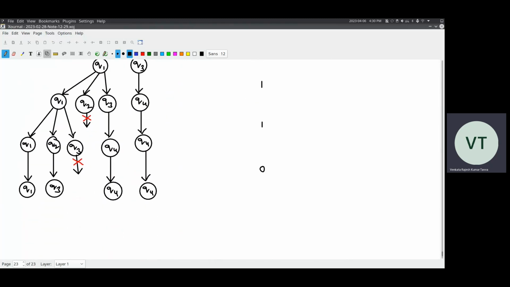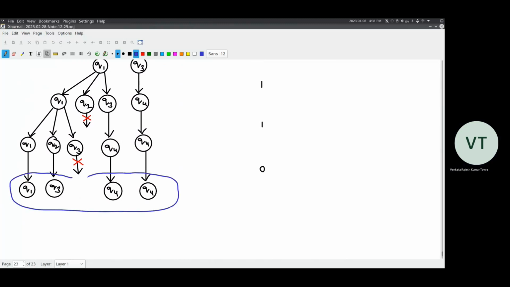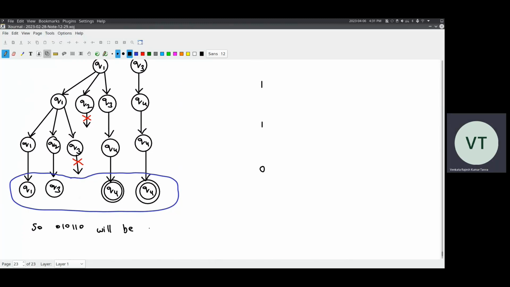Now, these are the leaves of the tree. All that we need to do is check, are there any final states here? Yes, there are final states. So two branches in this process tree are ending in final states. Even if one branch ends in a final state, it is fine. So 0, 1, 0, 1, 1, 0 will be accepted by N1.